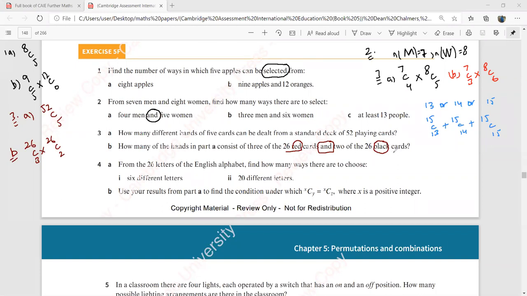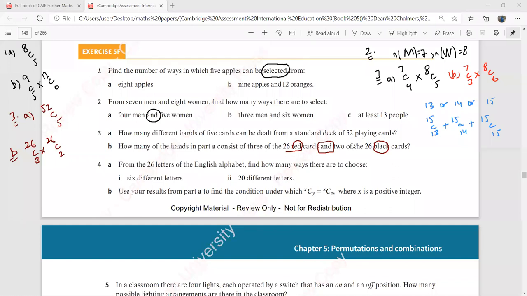If it was that we need to have 3 red cards or 2 black cards, then you could have added them. Okay? Is that okay, children? Yes sir. Yes. Okay.